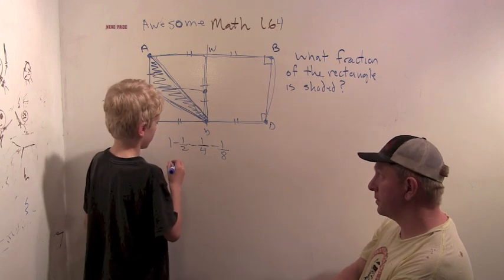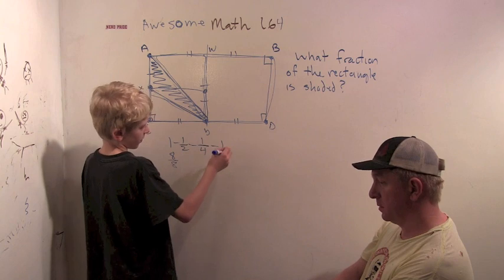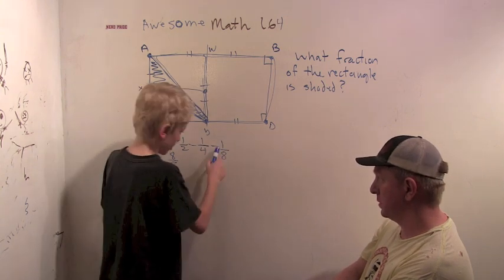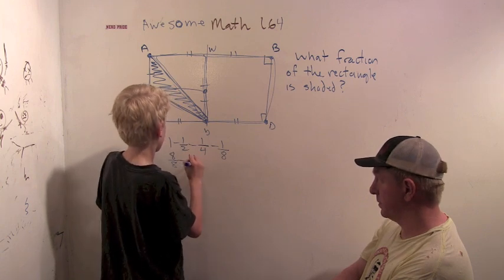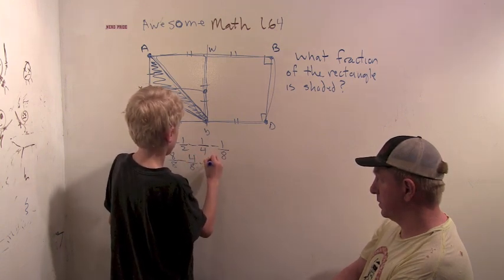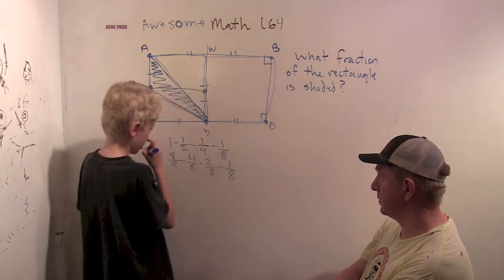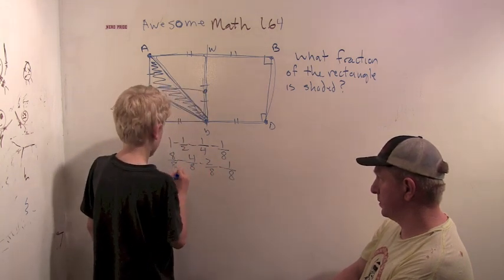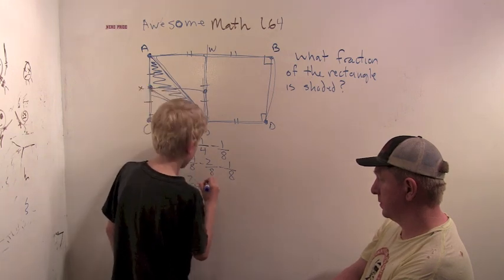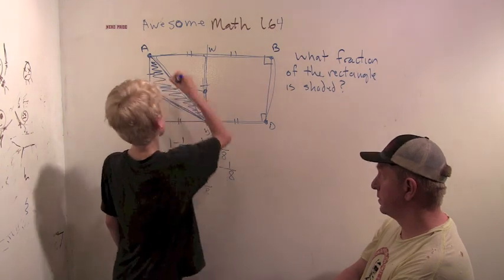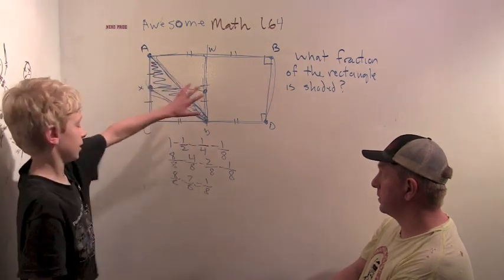So we have 8/8, because the common denominator is 8, minus 4/8 minus 2/8 minus 1/8. So we have 8/8 minus 7/8, which is 1/8. So this triangle is 1/8 of the big rectangle.